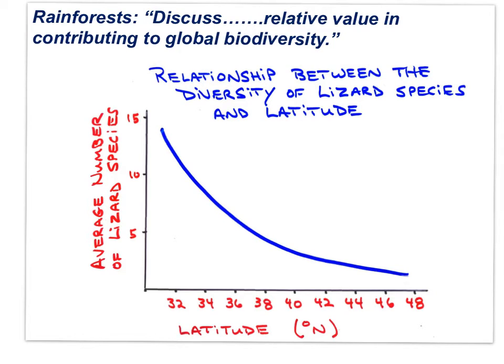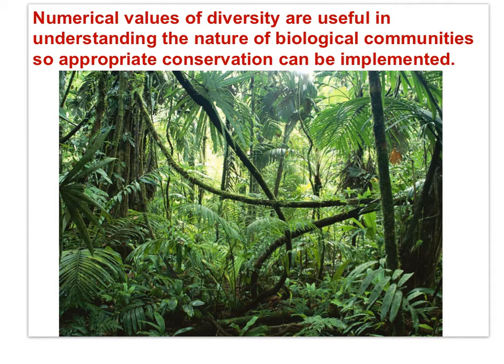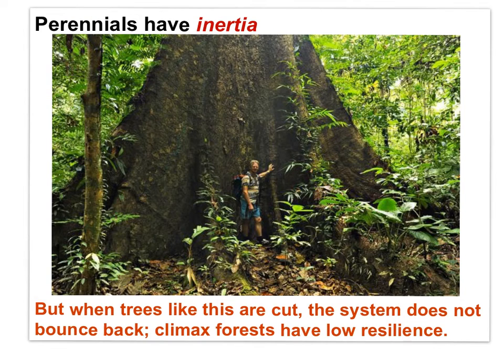Tropical regions with their high diversity require conservation. If we can quantify diversity, evidence exists for the protection of the forest. Numerical values of diversity are useful in understanding the nature of biological communities so that appropriate conservation can be implemented. Forest trees are very large perennials, huge storages that resist disturbance, high inertia. But when trees like this are cut, the system does not bounce back. Climax forests have low resilience.